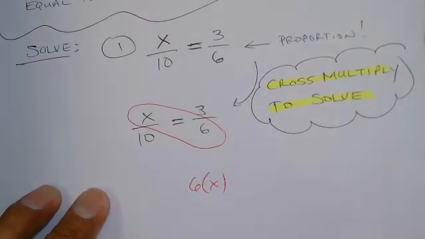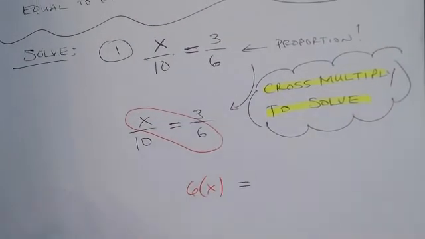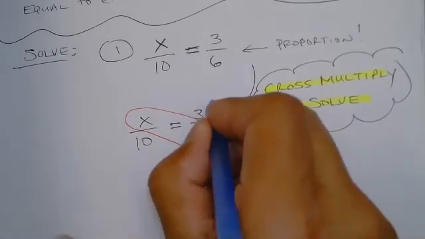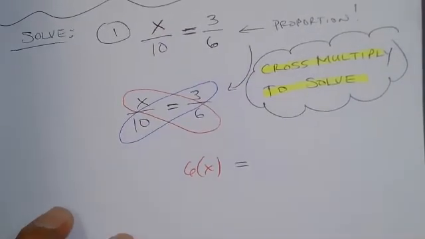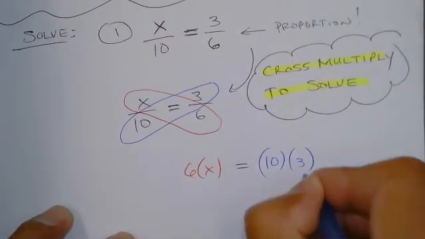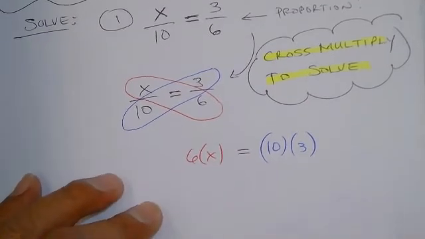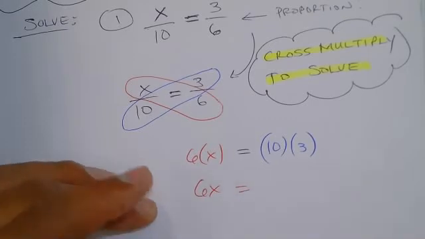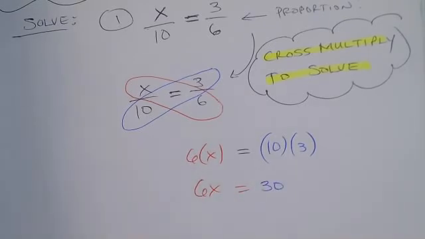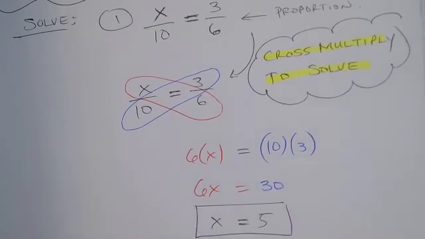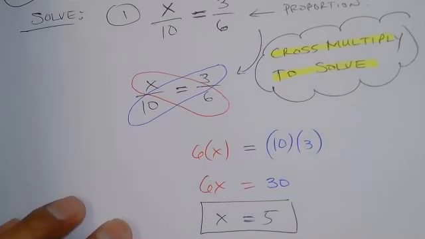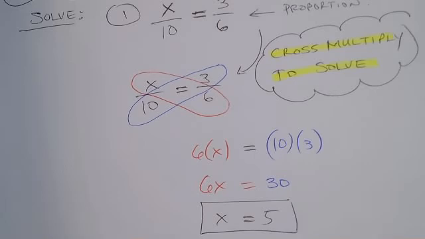So that'll be 6 times x, and then put the equal sign, and then equals what? Well, then you cross multiply the other way. 10 times 3. You guys remember these? Then it's going to be an equation that you can solve. 6x equals 30. x equals 5. And then you solve for the variable. Pretty simple, right?